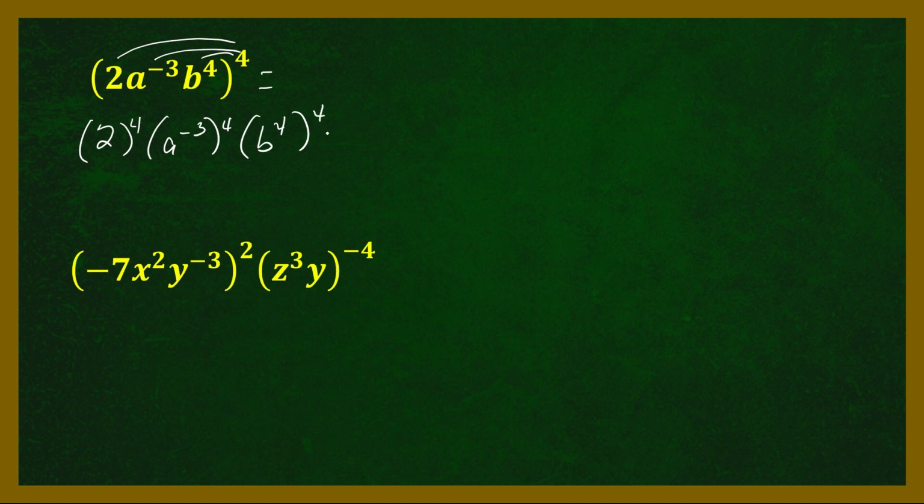So when we break down each term, we have 2 to the fourth power, that's 16, because we know that 2 times 2 times 2 times 2 is equal to 16. Then we have a to the negative third power raised to the fourth power. Now the power law of exponents states that when you have an exponent raised to another exponent, you multiply those two exponents. So now we have a to the negative 12th power.